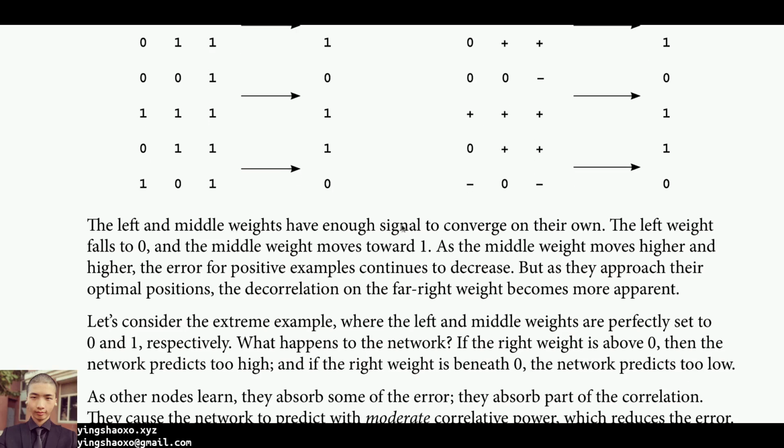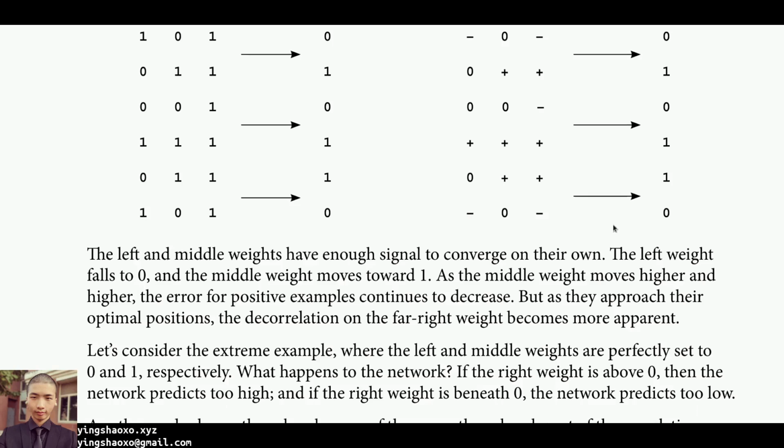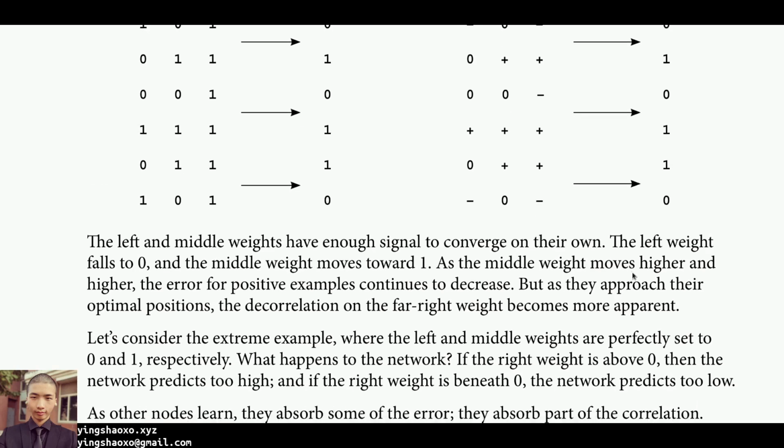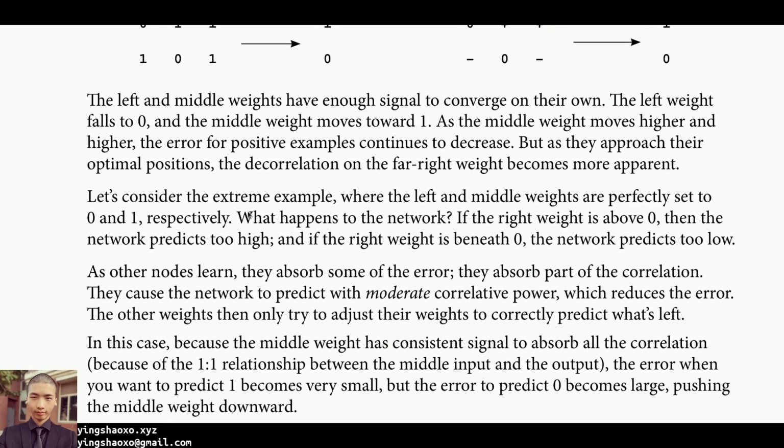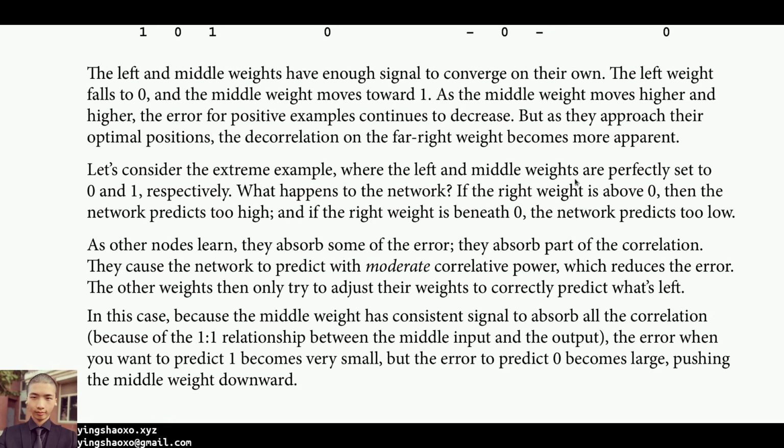The left and the middle weights have enough signal to converge on their own. The left weight falls to 0, and the middle weight moves toward 1. As the middle weight moves higher and higher, the error for positive examples continues to decrease. But as they approach their optimum positions, the decorrelation on the far right weight becomes more apparent. Let's consider the extreme example where the left and middle weights are perfectly set to 0 and 1, respectively. What happens to the network if the right weight is above 0? Then the network predicts too high, and if the right weight is beneath 0, the network predicts too low.